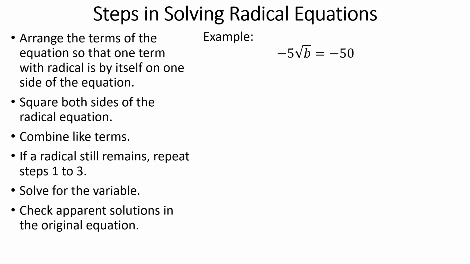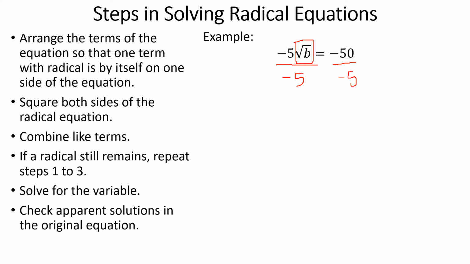So, the given is negative 5 square root of b equals negative 50. So, first step, arrange the terms of the equation so that one term with radical is by itself on one side of the equation. So, kung maaari daw po, yung radical lang po yung may iwan doon sa isang side. The rest, papunta sa kabila. So, kung mapapansin niyo, ito po yung radical. Then, yung negative 5, dapat po malipat siya dito sa kabila. So, para gawin yan, we divide both sides by negative 5.